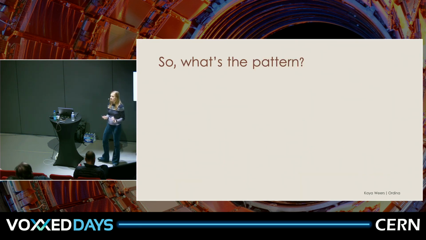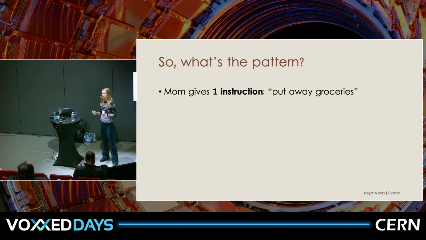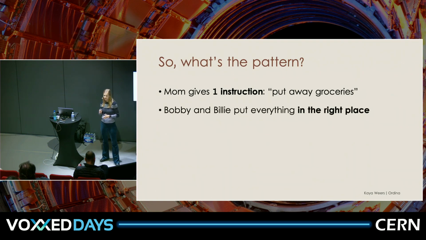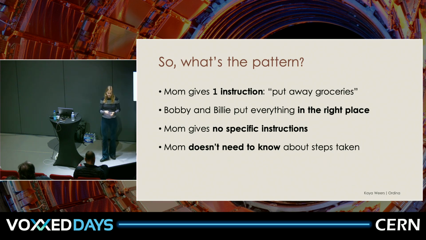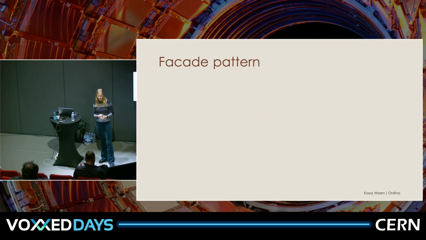So what did we see? First of all, mom says, put away the groceries. She gives them one instruction. And then Bobby and Billie put everything in the right place, in the right way, but mom didn't give them specific instructions to do that. And she also doesn't know how the steps are taken and which steps are taken. She's just happy with the result. So this is what we call the facade.